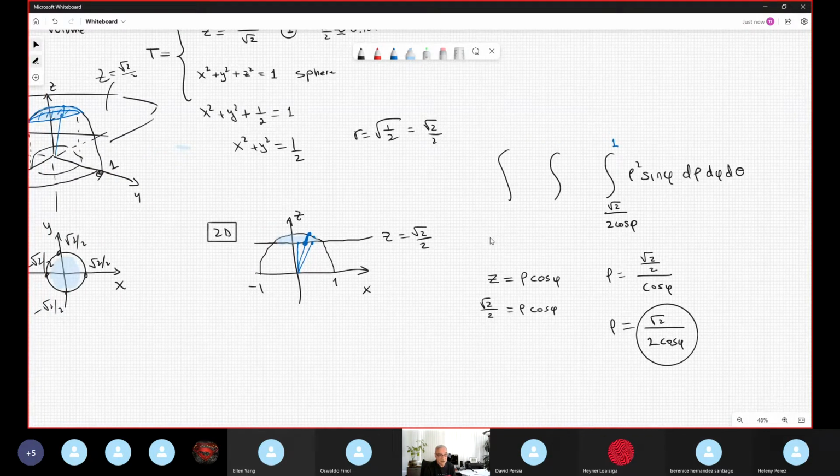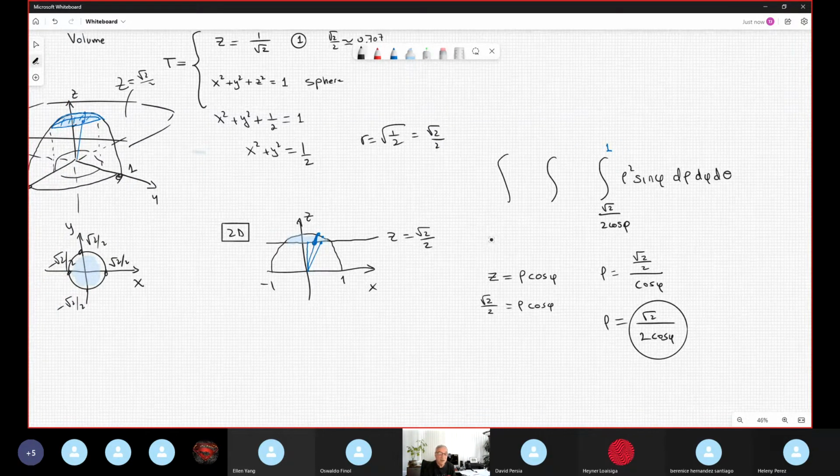Now the rest is easy. The rest is easy because in the lateral view I saw the phi varies from 0 to pi over 4. And pi over 4, you say always pi over 4? No, depending. In this case, because the coefficient is 1, if the coefficient is different, well, you apply trigonometry. This is from 0 to pi over 4, and this is from 0 to pi. Cool or no?